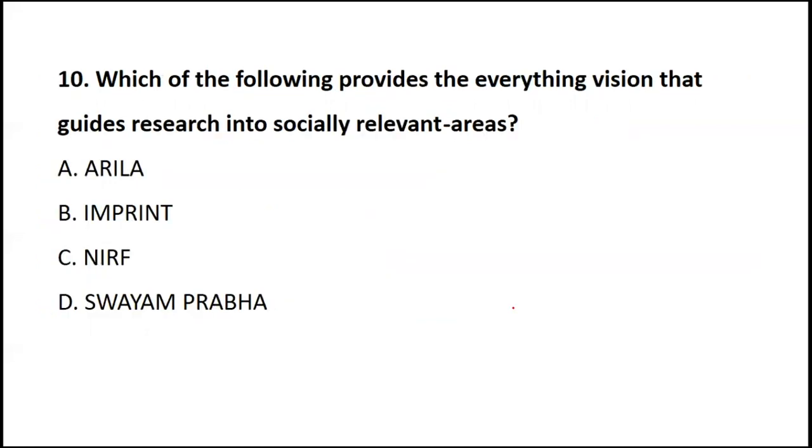Okay. Now, which of the following provides the vision that guides research in socially relevant areas? So which of the following talks about the vision that guides research into socially relevant areas? The options given are Aurelia, Imprint, NIRF, or Swayam Prabha. So which of them is right? Which of them is considered as the one which guides the research into socially relevant area? Yes, so that is Imprint.